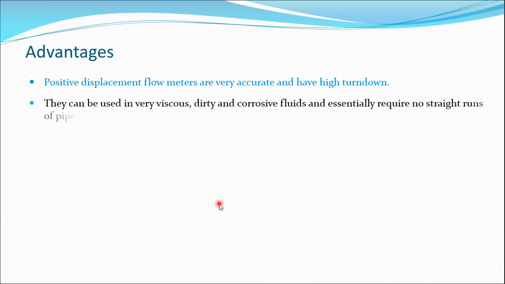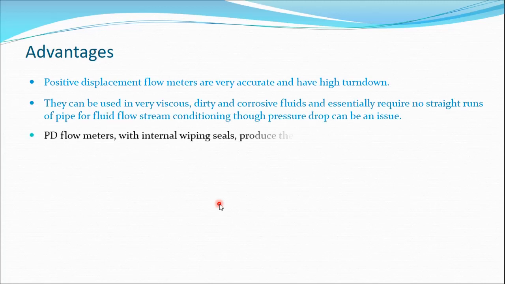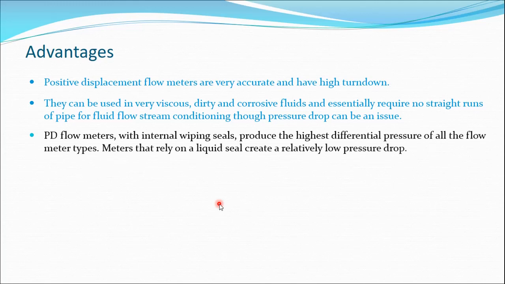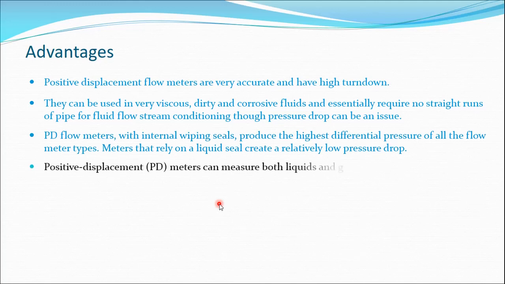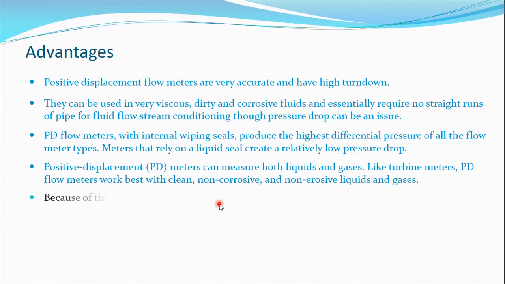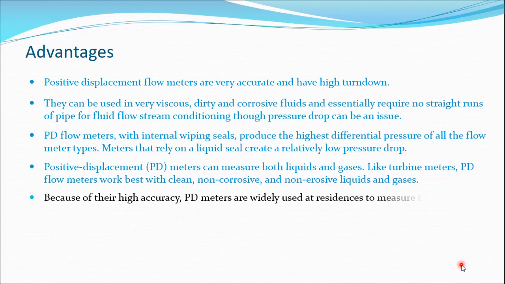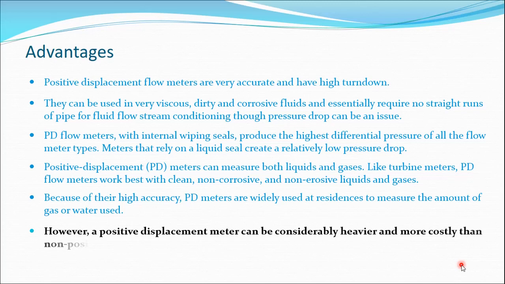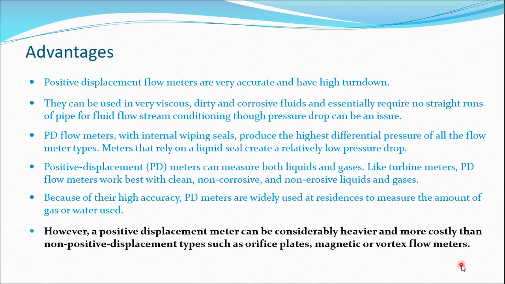Let's take a look at some of the advantages of positive displacement flow meters. They are accurate and have high turn down. They can be used in viscous, dirty and corrosive fluids, and essentially require no straight runs of pipe for fluid flow stream conditioning, though pressure drop can be an issue. PD flow meters with internal wiping seals produce the highest differential pressure of all flow meter types. Meters that rely on liquid seal have relatively low pressure drops, and positive displacement meters can measure both liquids and gases. Like turbine meters, PD flow meters work best with clean, non-corrosive and non-erosive liquids and gases.